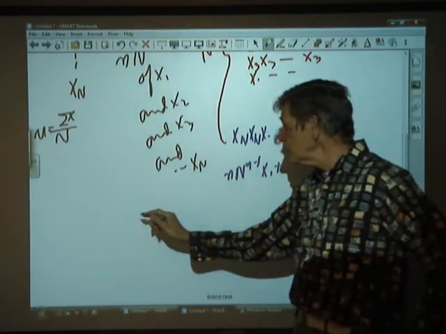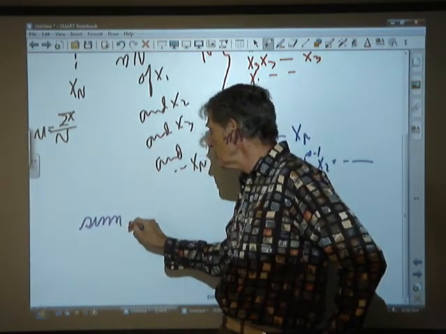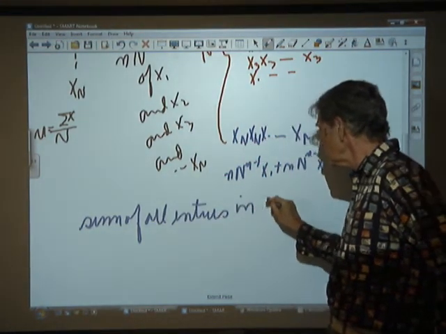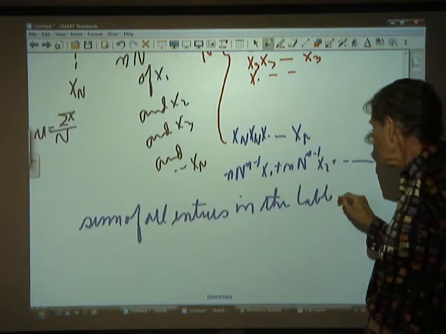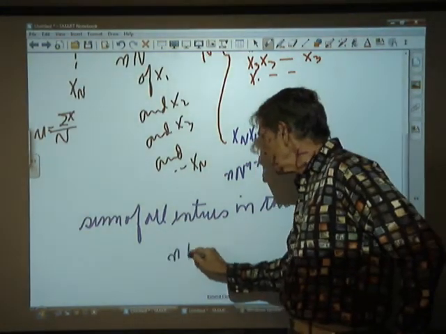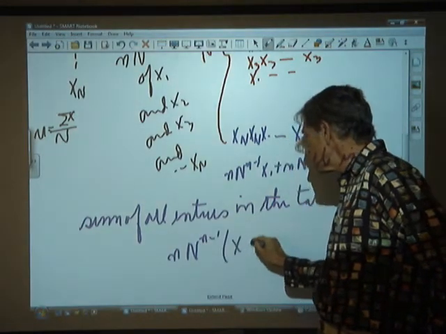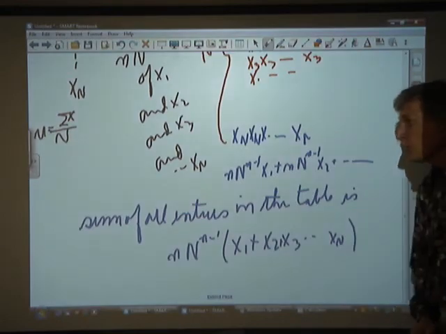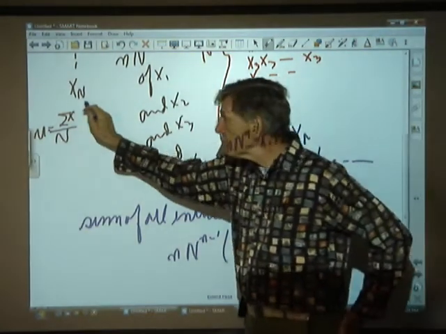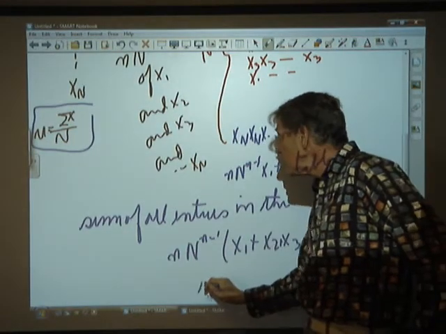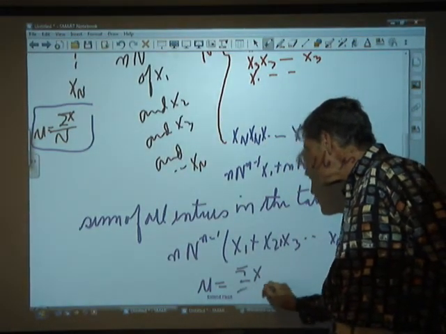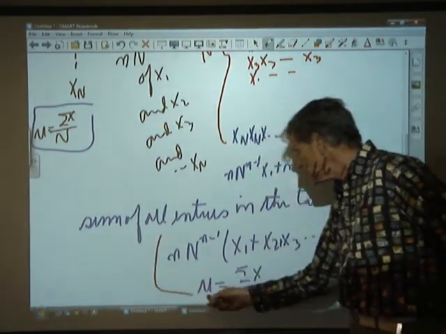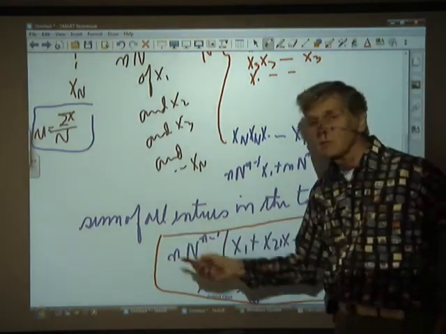So factoring out the common factor, the sum of all entries in the table is small n, capital N to the n minus 1 times x1 plus x2 plus x3 plus all the way up to x capital N. We pair this with what we've already established about the mean for the population: mu equals the summation of x divided by capital N. And these are the two results that we have generated in part 2. And we will carry these results forward into part 3.